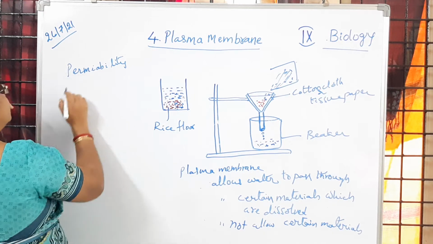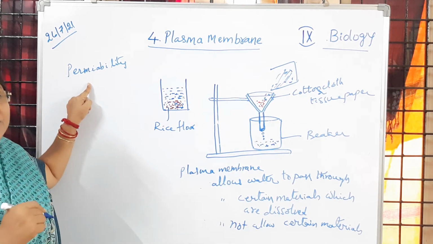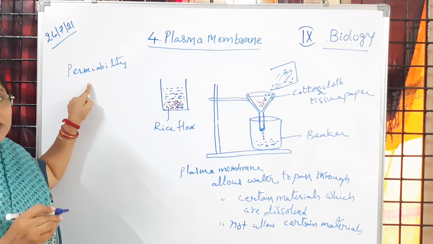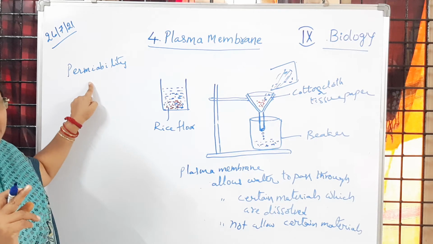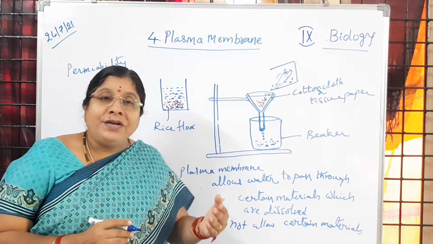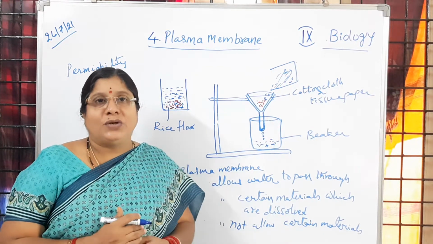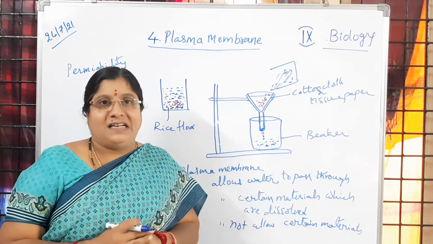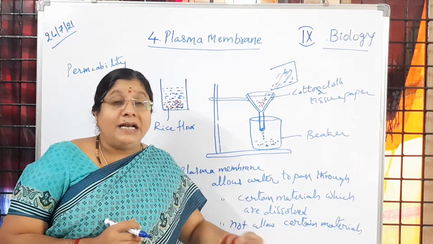Permeability. Is it clear? What do you mean by permeability? The process of allowing materials through it is called permeability. Have you followed? But in what way have you learned? The plasma membrane is allowing certain materials only. It is selecting the materials which are supposed to enter.